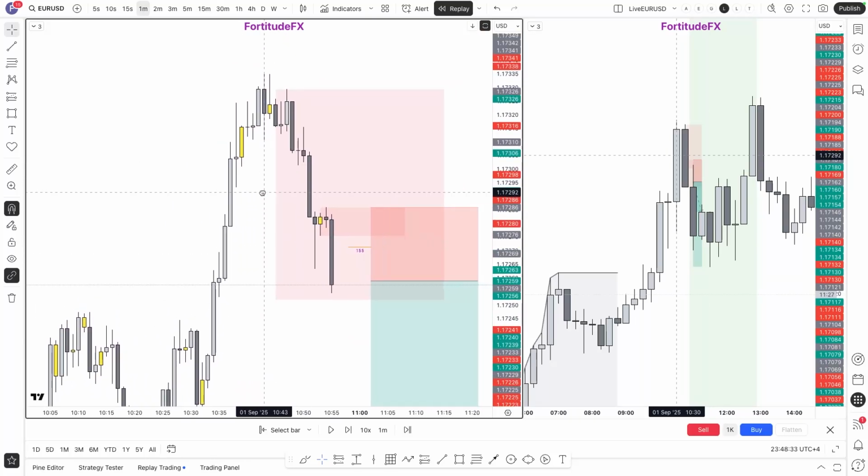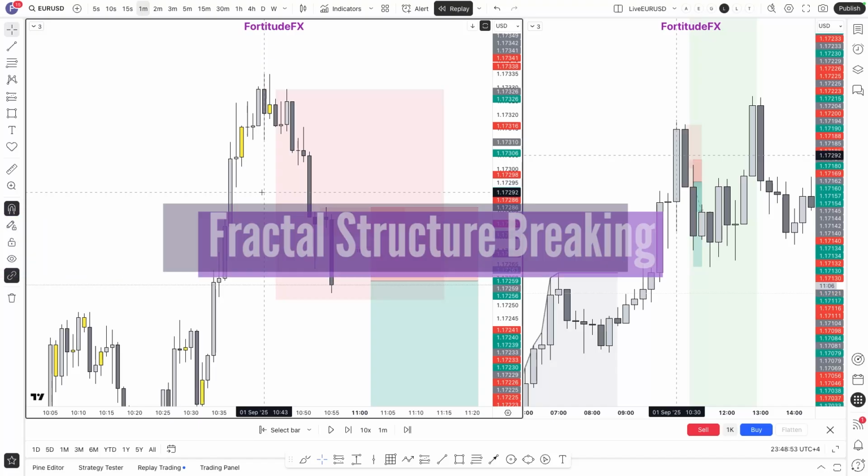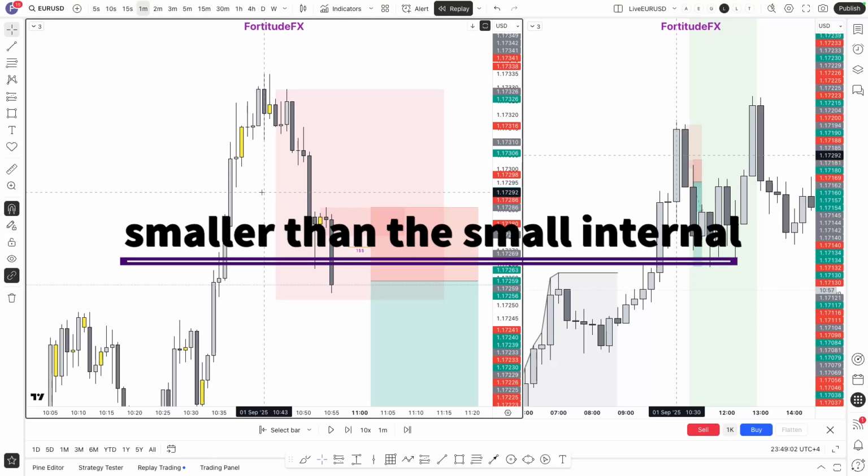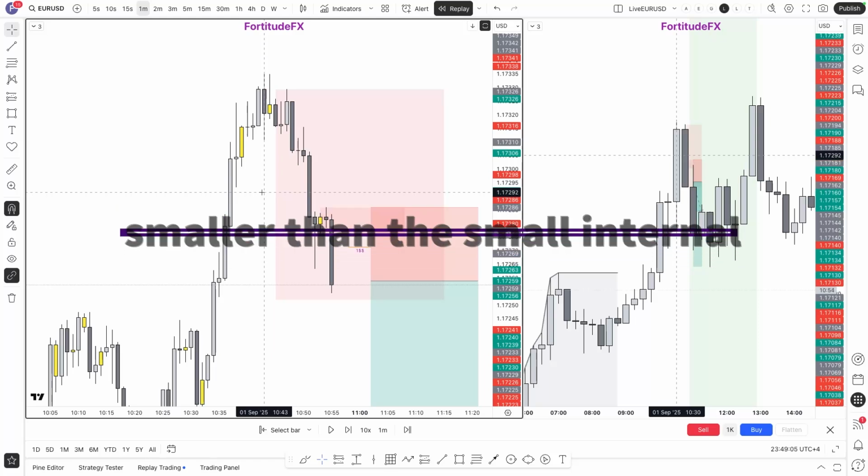Now, does it tell me I have broken structure on the 1 minute? If you're going to ask me about internal structure, so not the larger swing structure of the 1 minute, not the larger internal structure, not the internal of the internal structure, the small internal structure, what it has given me is the first signs of fractal structure breaking on the 1 minute chart, right? So what is fractal structure? Fractal structure breaking is smaller than the small internal, because it's candle by candle dependent.